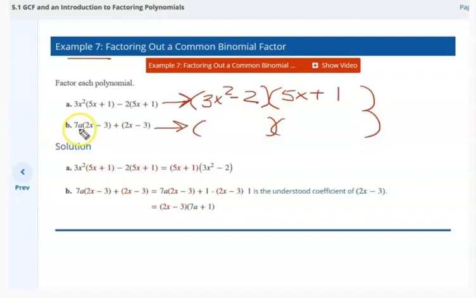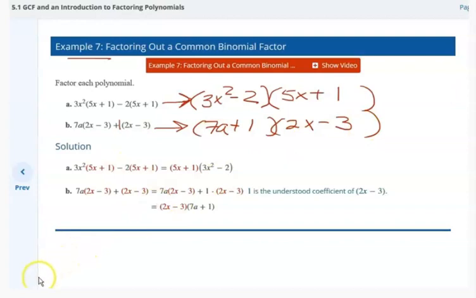The 7a plus. Now, what's out in front of this parenthesis, even though it doesn't appear? There's a 1 there. So 1 there. And then our common binomial factor goes here, 2x minus 3. Now, you could put the 2x minus 3 first and this second. That's how often the book does it, but I like it this way.